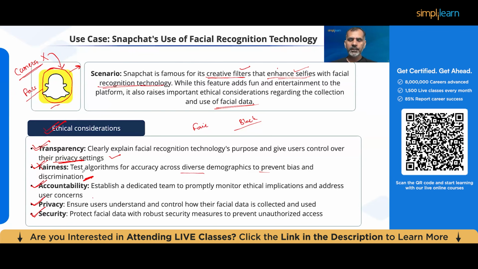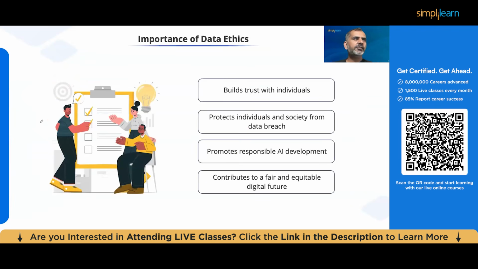Now we understand what the key principles of data ethics are: transparency, fairness, accountability, privacy, and security. By understanding this, let us try to understand why it is important. Why do we talk about these key principles, and so much about data ethics, rules and regulations in data practices? The very first important thing is that it helps you to build trust with individuals.